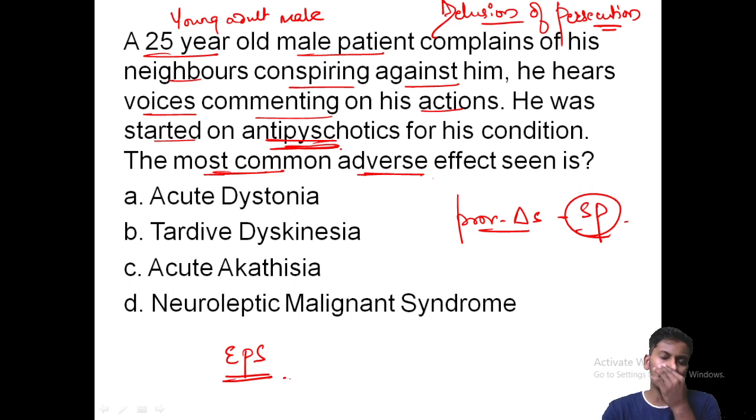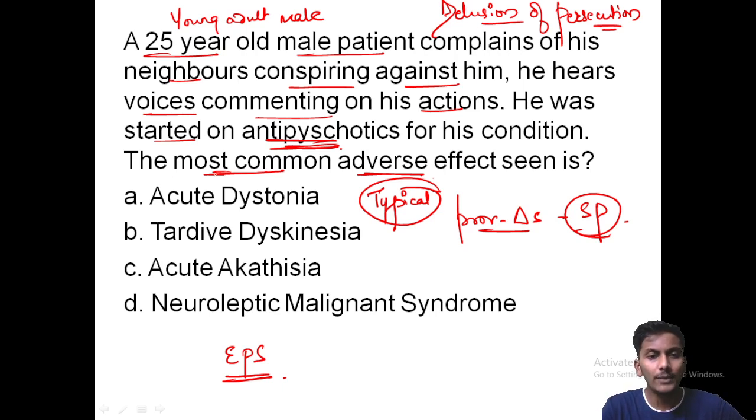And these extrapyramidal side effects are associated with which type of antipsychotics? Typical or atypical? Yes, these are associated usually with typical antipsychotics. Important one. So now they have asked, which is the most common extrapyramidal side effect associated with typical antipsychotics? This is the clear cut question. So now which is the most common one? The answer over here is option C, acute akathisia, that we have discussed already.